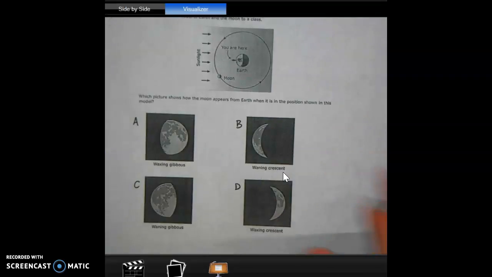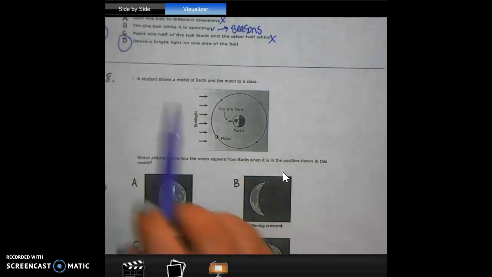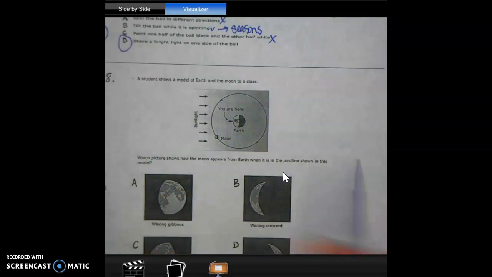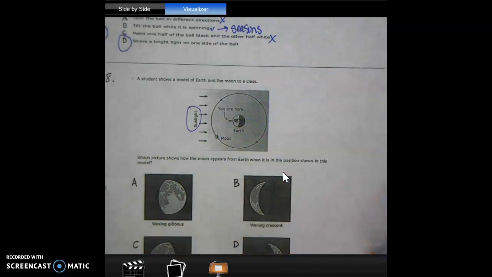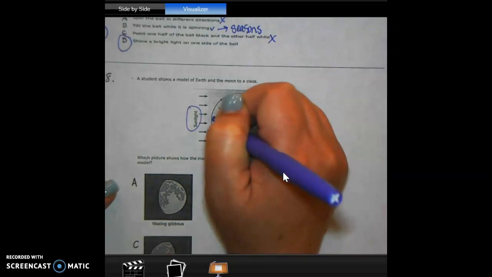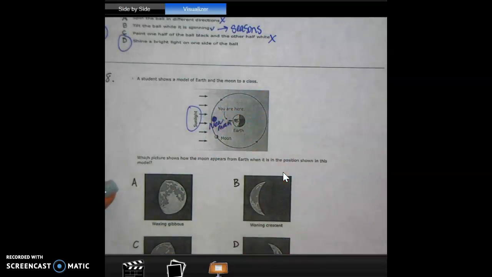All right, number 8. A student shows a model of Earth and the moon to a class. So here's our sun over here. There's the Earth and there's the moon. Which picture shows how the moon appears from Earth on the position shown? So if we're sitting on Earth, we know that this right here is the new moon. Always start with the new moon. That's the easiest one to identify. It's when the moon is between the sun and the Earth.